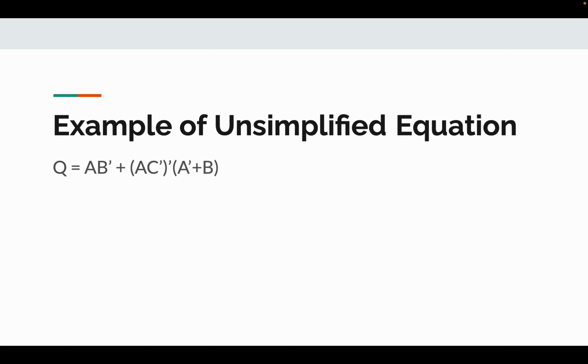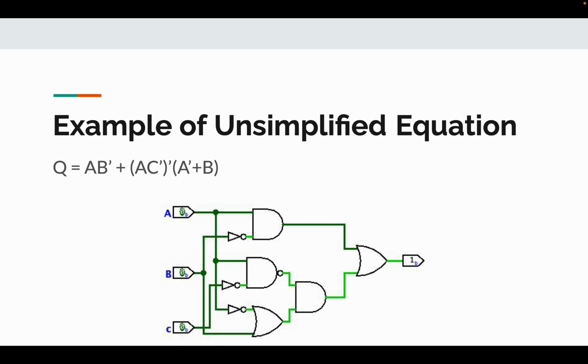So for our example today, we will start from an unsimplified equation. Our equation is going to be Q equals AB' plus (AC')' times (A' plus B'). And what our normal circuit of this equation is going to look like is this. As you can see, our AND gate right here is going to represent AB'. Our NAND gate is going to represent this whole expression with the NOT gate inside being C'. And then this expression is going to be represented in this OR gate.